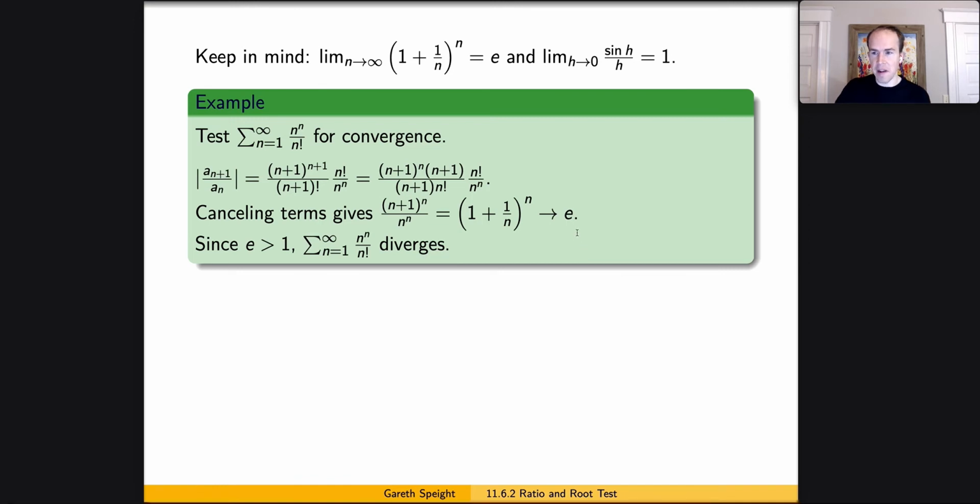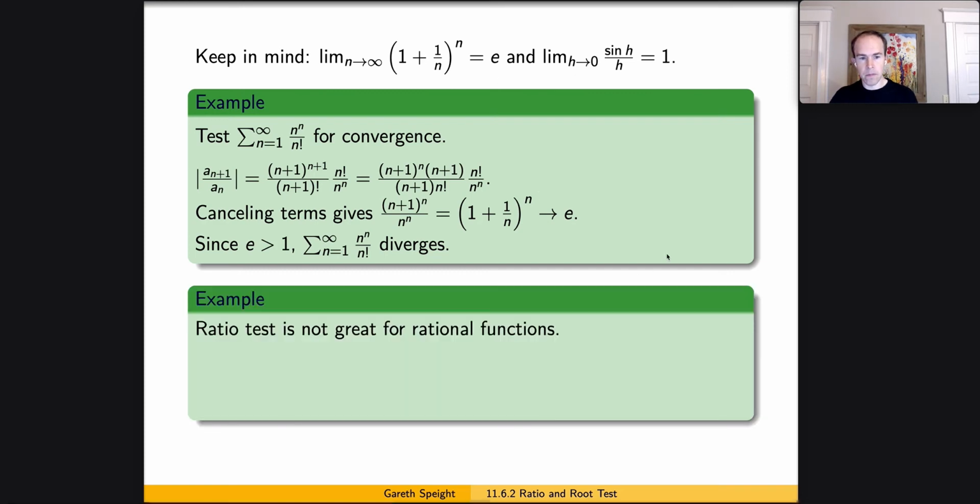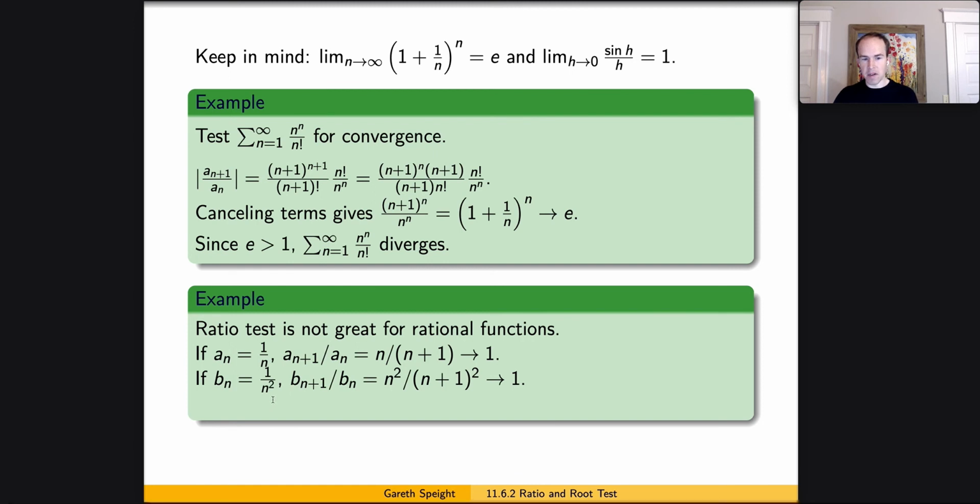Okay, so this was a more tricky example, but the steps are the same as long as you remember the first formula here. Maybe in some other examples you want to remember the second one. Okay, unfortunately, the ratio test is not great for rational functions. So for instance, if we did 1 over n, then in this case, a_(n+1) over a_n would be n divided by n plus 1, which tends to 1. Or if we look at b_n, which is 1 over n squared, then b_(n+1) divided by b_n will be the same but with squares. n squared divided by n plus 1 squared. This would also tend to 1. So it's inconclusive for things like the sum of 1 over n, the sum of 1 over n squared.